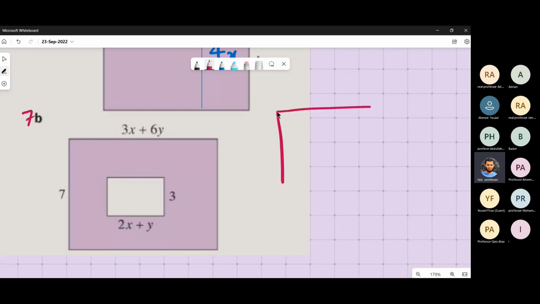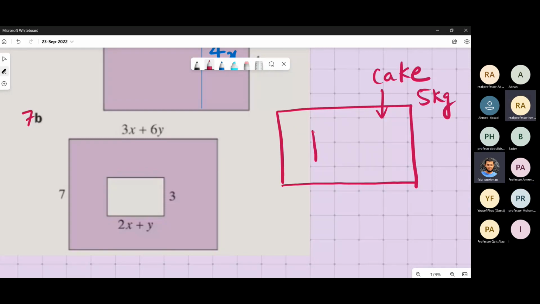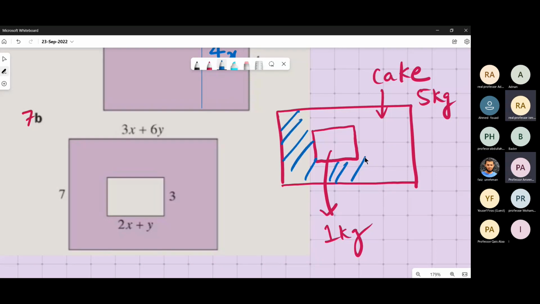Now look, and the second one. For example, if you have a cake of 5 kg. Mr., I don't understand. Looks like a brick. Now, if you have a rectangular cake of 5 kg, and from the middle or somewhere, you take a piece out of 1 kg. Okay, you take a 1 kg piece out. So this is the remaining cake, correct? Yeah. This blue portion will be the remaining cake.